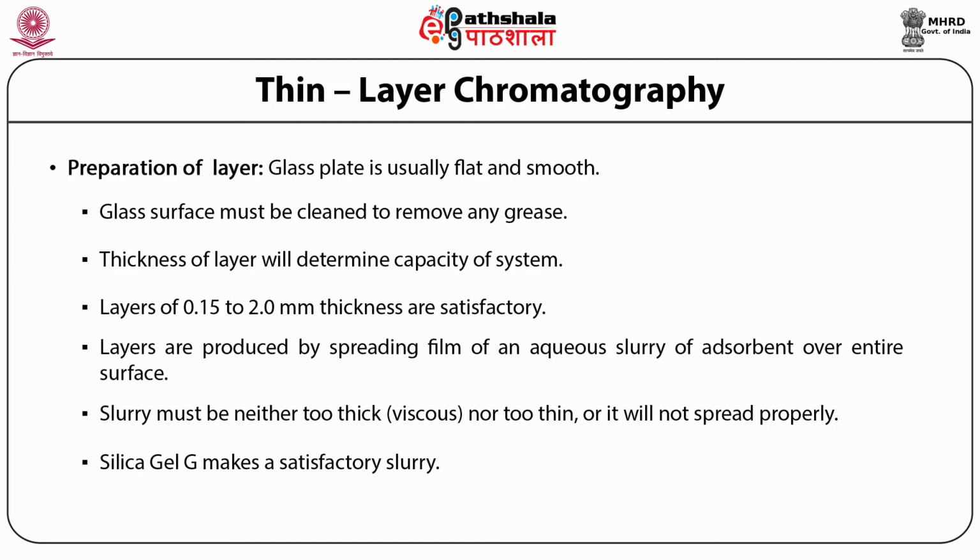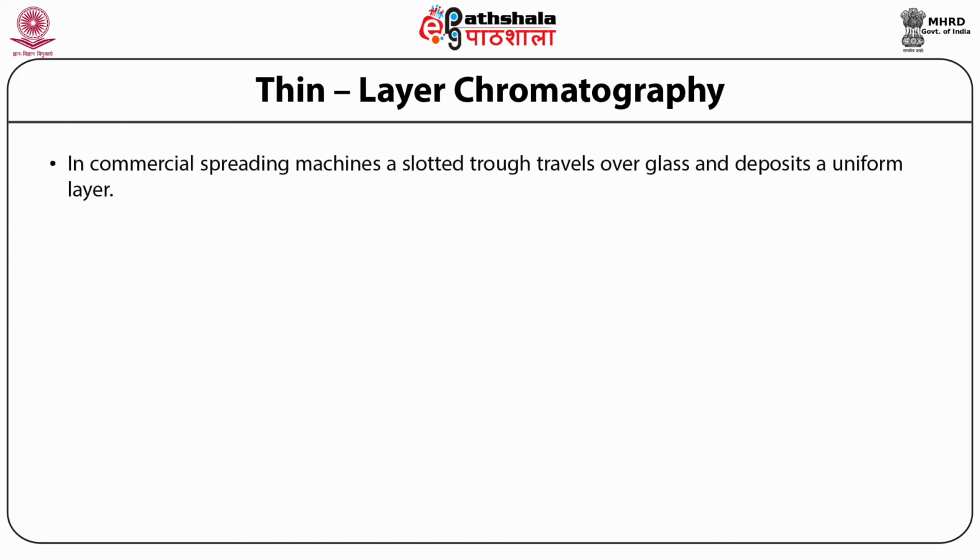a very satisfactory slurry. In commercial spreading machines, a slotted trough travels over the glass and deposits a uniform layer. Alternatively, we can apply tape along opposite edges of the glass and use a glass rod for a trowel, producing a layer the thickness of the tape. For occasional use, a pair of microscope or lantern slides can be dipped back to back into a non-aqueous slurry containing 35 grams silica gel G in 100 ml of chloroform, raised slowly and allowed to drain and dry.